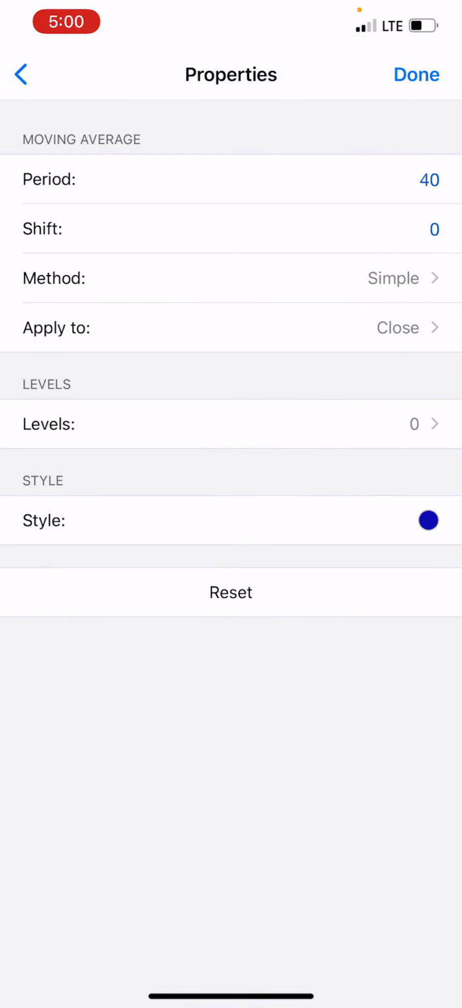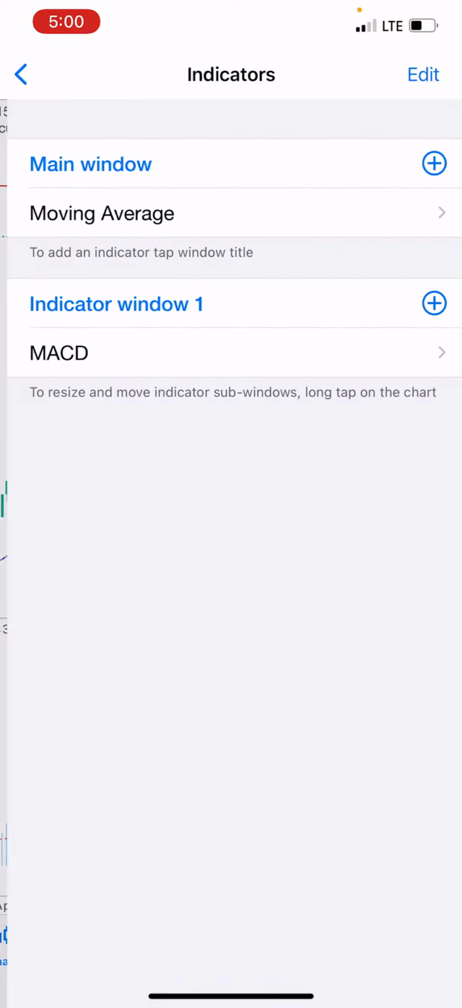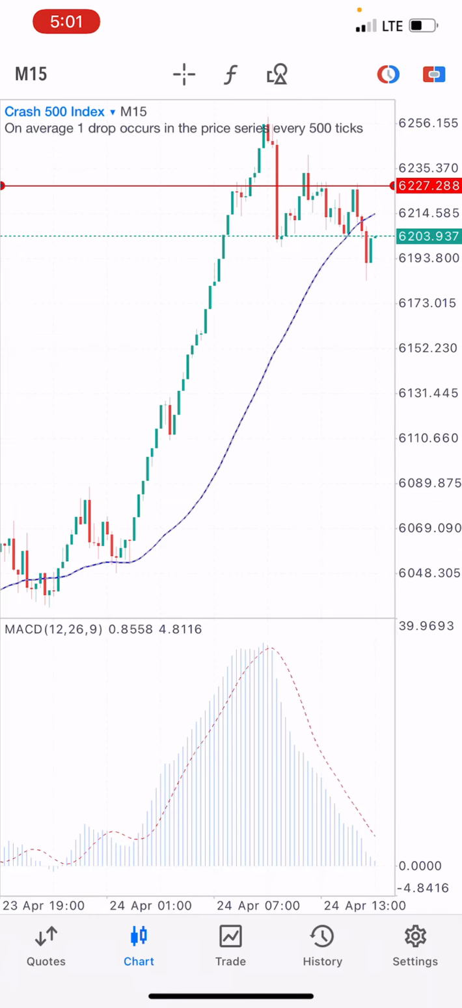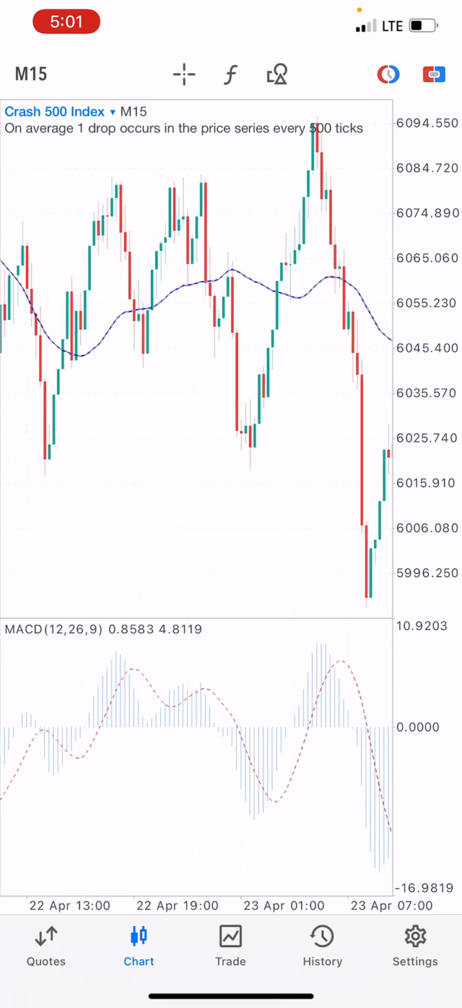And the next indicator is the MACD. Fast EMA 12, slow EMA 26, MACD SMA is 9. The main and signal colors are blue and red. Take a screenshot also, guys. Done. Great. So these are the indicators for the strategy.